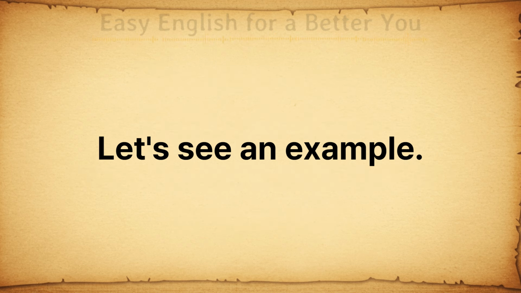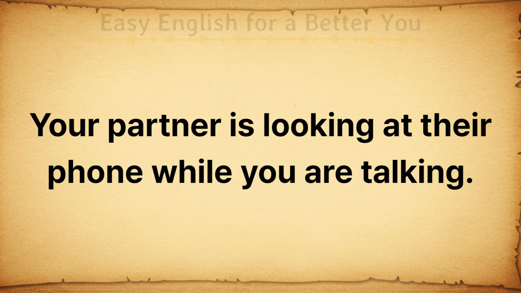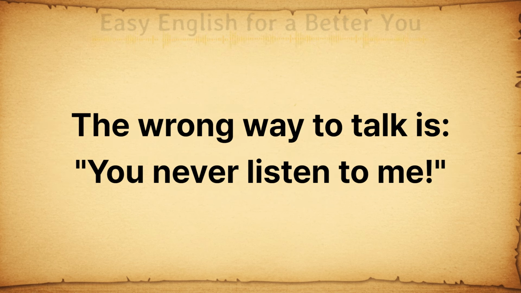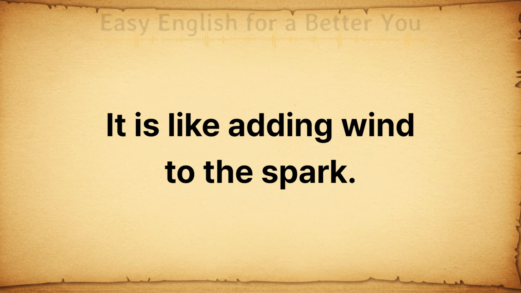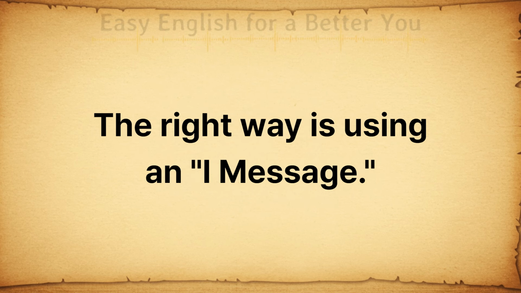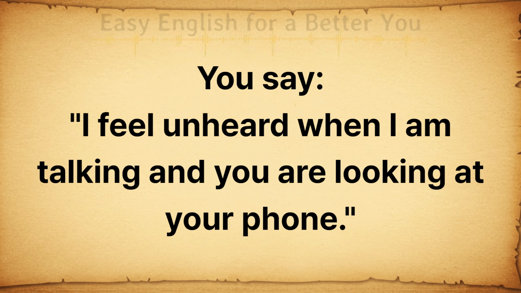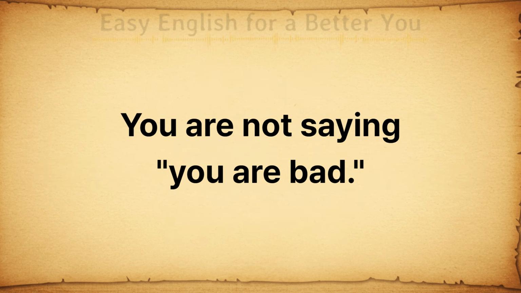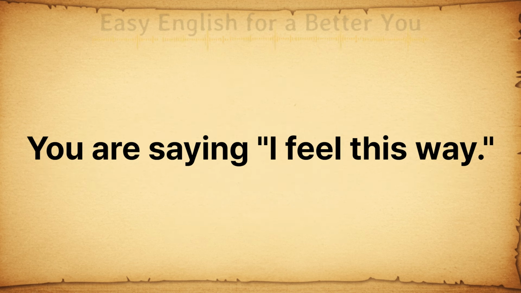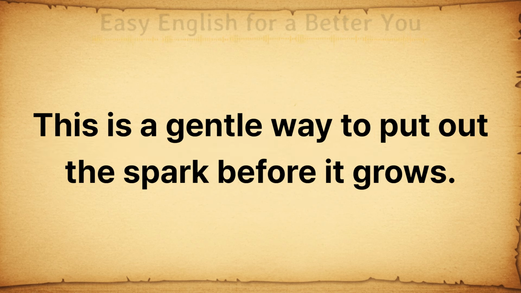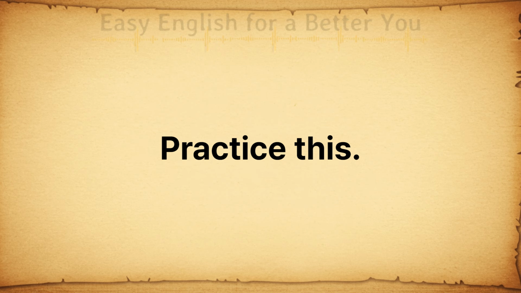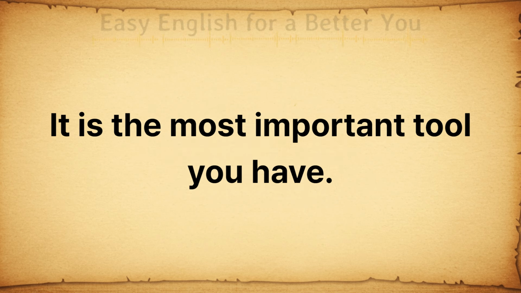Let's see an example. Your partner is looking at their phone while you are talking. The wrong way to talk is, you never listen to me. This is blame. It is like adding wind to the spark. The right way is using an I-message. You say, I feel unheard when I am talking and you are looking at your phone. See the difference? You are not saying you are bad. You are saying, I feel this way. This is a gentle way to put out the spark before it grows. Practice this. It is the most important tool you have.